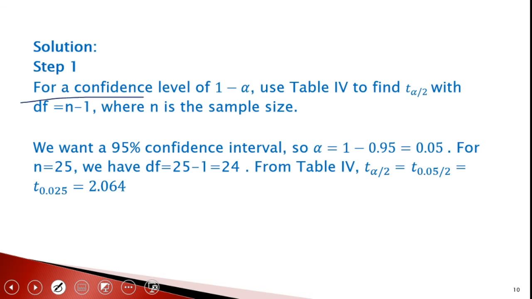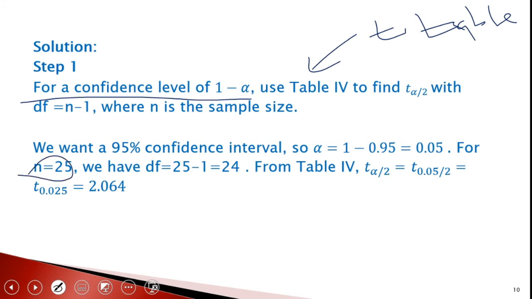Okay, let's see. Step 1. Confidence interval of 1 minus alpha using the t table. Using the t table, you can calculate t alpha over 2 with degree of freedom n minus 1. You know what it is. n is 25. For a 95% confidence interval, alpha is 1 minus the confidence level, 0.05. So you know what n is. Degree of freedom is n minus 1, which means 24.